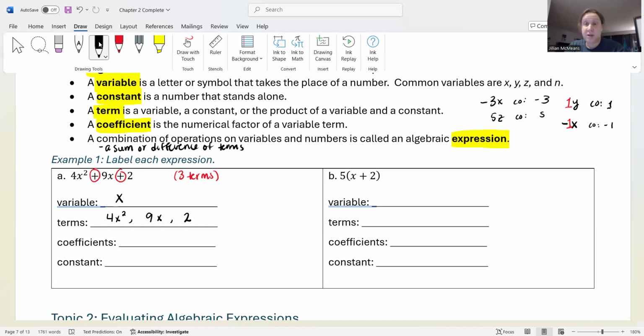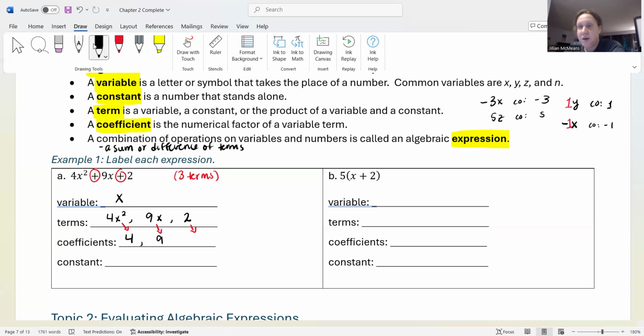One thing I do want you to notice here, we don't have a negative term, but terms are either positive or negative. So if you have a minus sign or a negative sign in front of a term, it makes that term negative, okay? Now, as far as the coefficients are concerned, let's look at the coefficient for each of these terms. The coefficient for 4x squared, well, we have 4 times this x squared piece. Remember, a coefficient is the number factor of a variable term. So we have a coefficient of 4. We have 9 times x, so we have a product of a constant and a variable, which makes a term. So the coefficient here is 9.